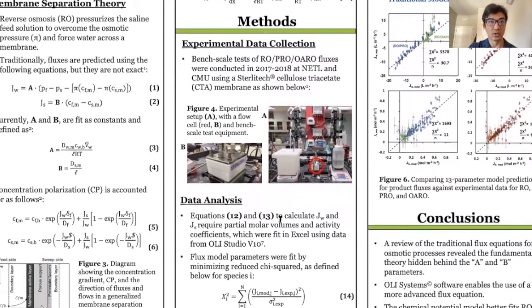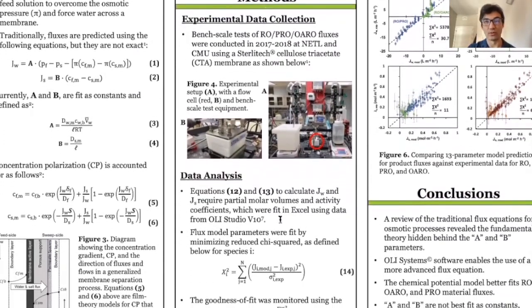My original task was to go beyond the traditional flux equations in order to understand the assumptions behind A and B, because especially for OARO, they might not apply anymore. Along the way, I intended to find out, does the Gibbs model work? Does it work better than the traditional equations? And is it even worth all the trouble using the following data analysis?